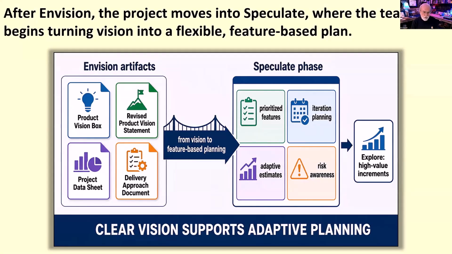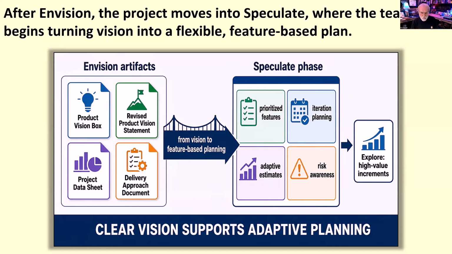So after Envision, we'll move into Speculate, starting next week. That's where we start turning the vision into a flexible feature-based plan. And so the work we're doing this week prepares the project for the next phase of the model. In Envision, we clarify the product vision, the project community, scope, and delivery. In Speculate, we begin translating that understanding into our feature-based plan or roadmap.